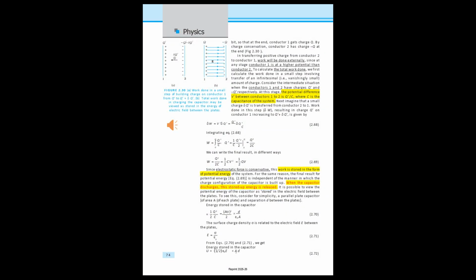To see this, consider for simplicity a parallel plate capacitor of area A of each plate and separation D between the plates. So the energy stored in the capacitor is given by half Q squared by C, and that's given by A sigma whole squared by 2 into D by epsilon naught A. The surface charge density sigma is related to the electric field E between the plates. So the electric field is given by E equal to sigma by epsilon naught. From the equations 2.70 and 2.71, we get energy stored in the capacitor as U equal to half epsilon naught E square into AD.